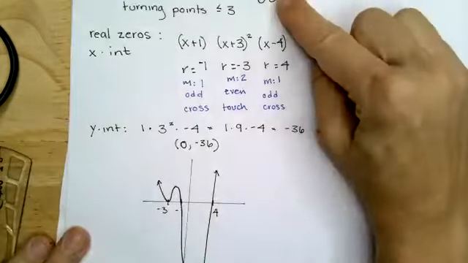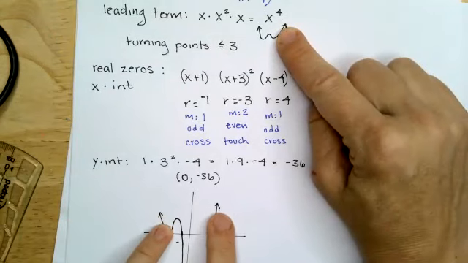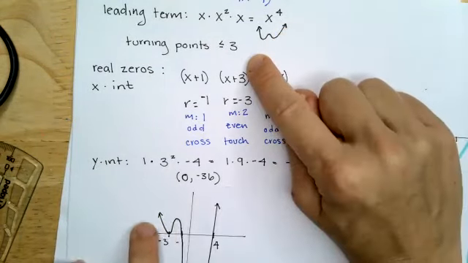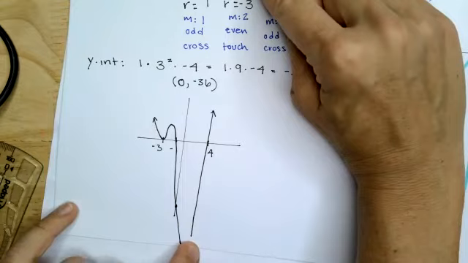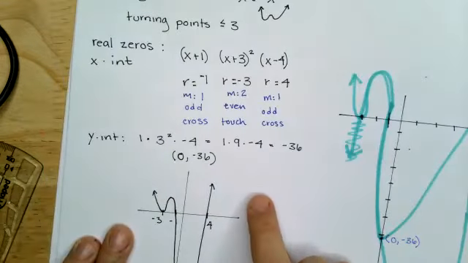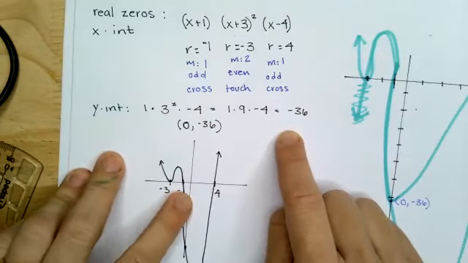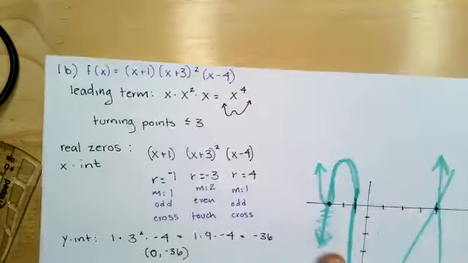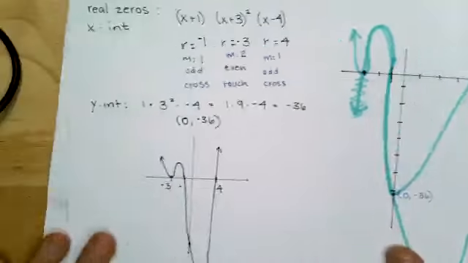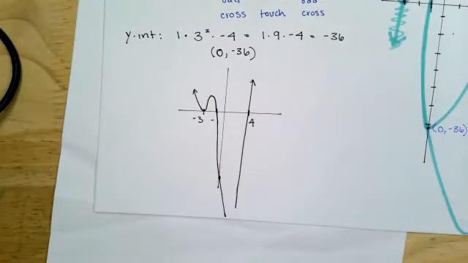All right. Does this follow this rule? It opens up on the left and the right. It has 3 or fewer turning points. 1, 2, 3. And it crosses at -36. It crosses at -3. It crosses at -1. And it crosses at +4. So as far as we know, this is okay. This is true. Sound good?